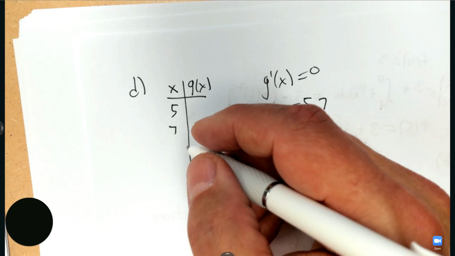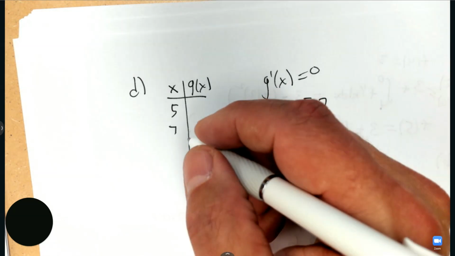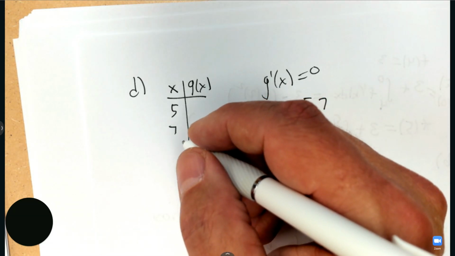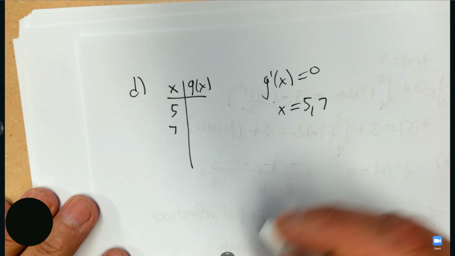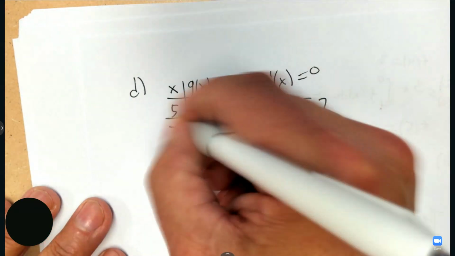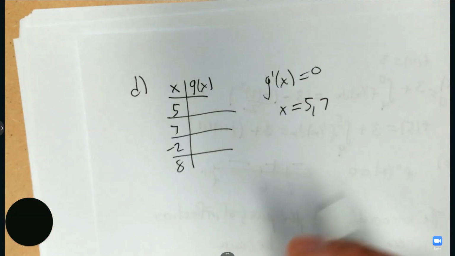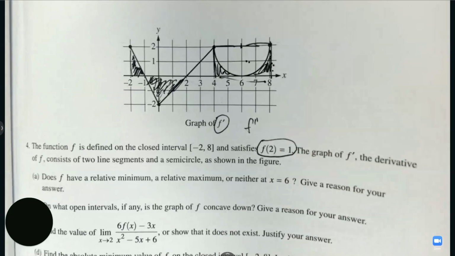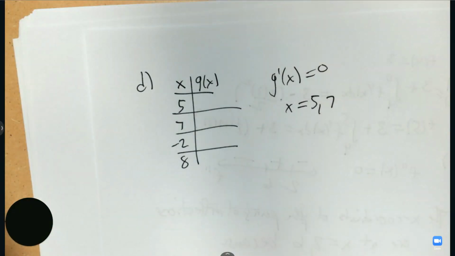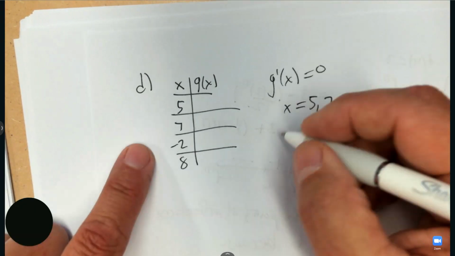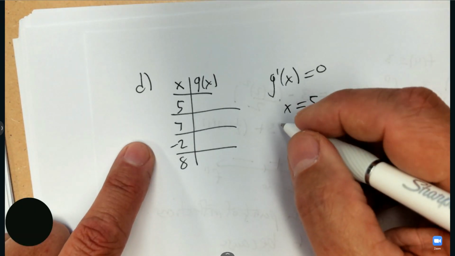We have to do the ends too. So the one end is -2 and the other end is 8. And now for each one, I need to solve it. So we already know f at 2. So we need to know each one and solve each one.